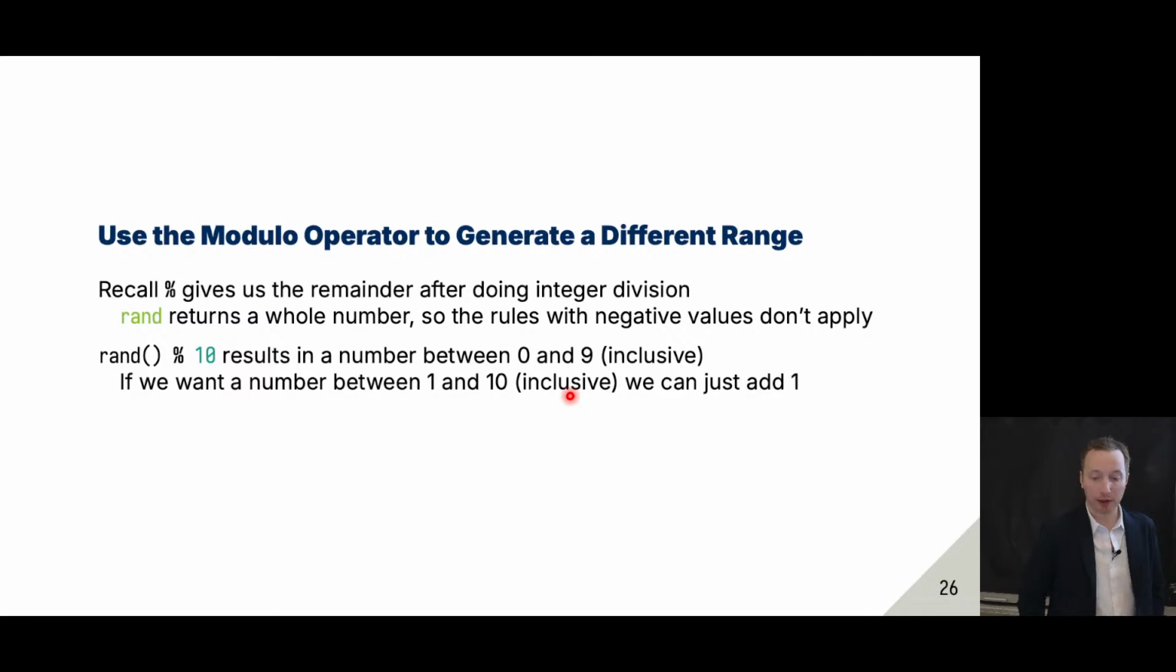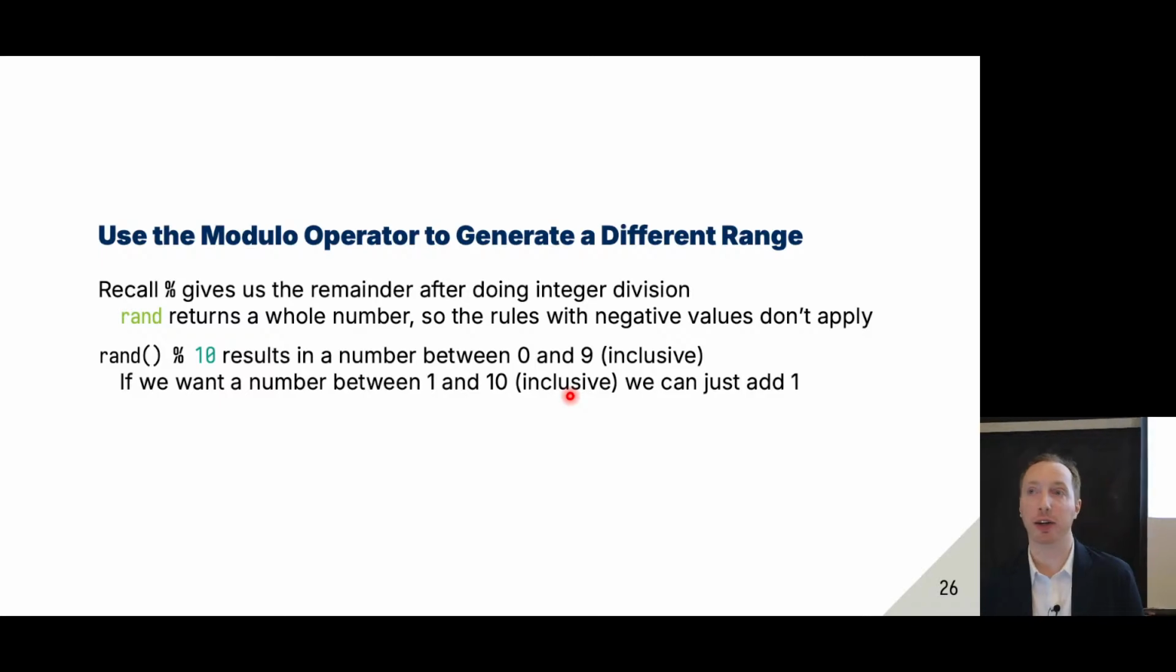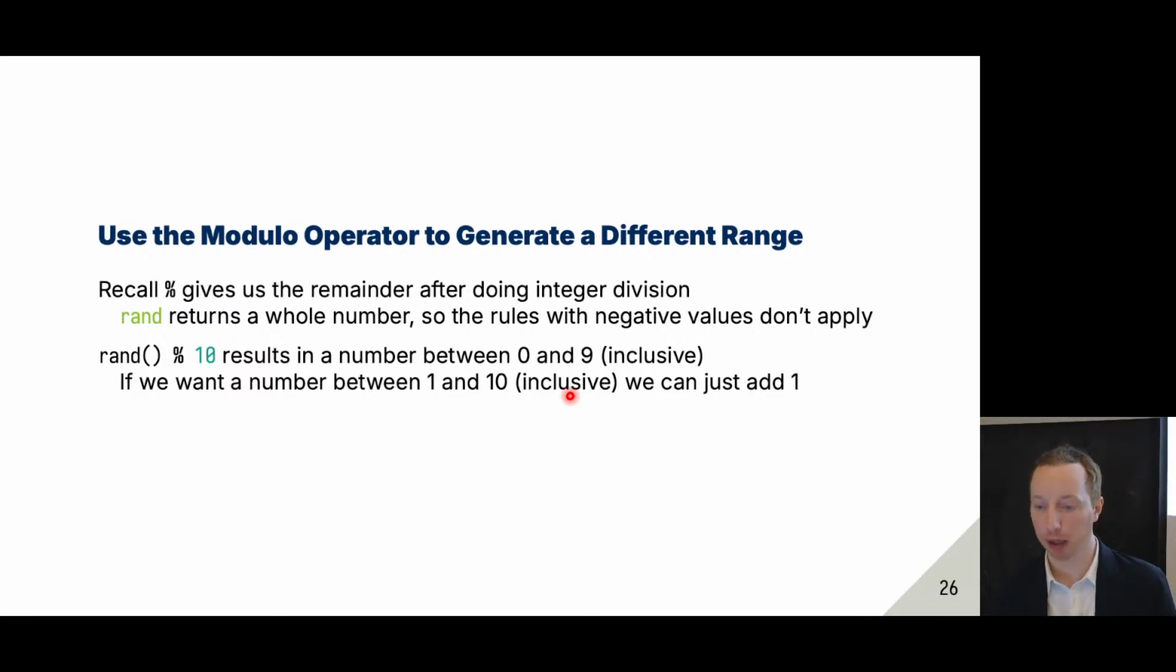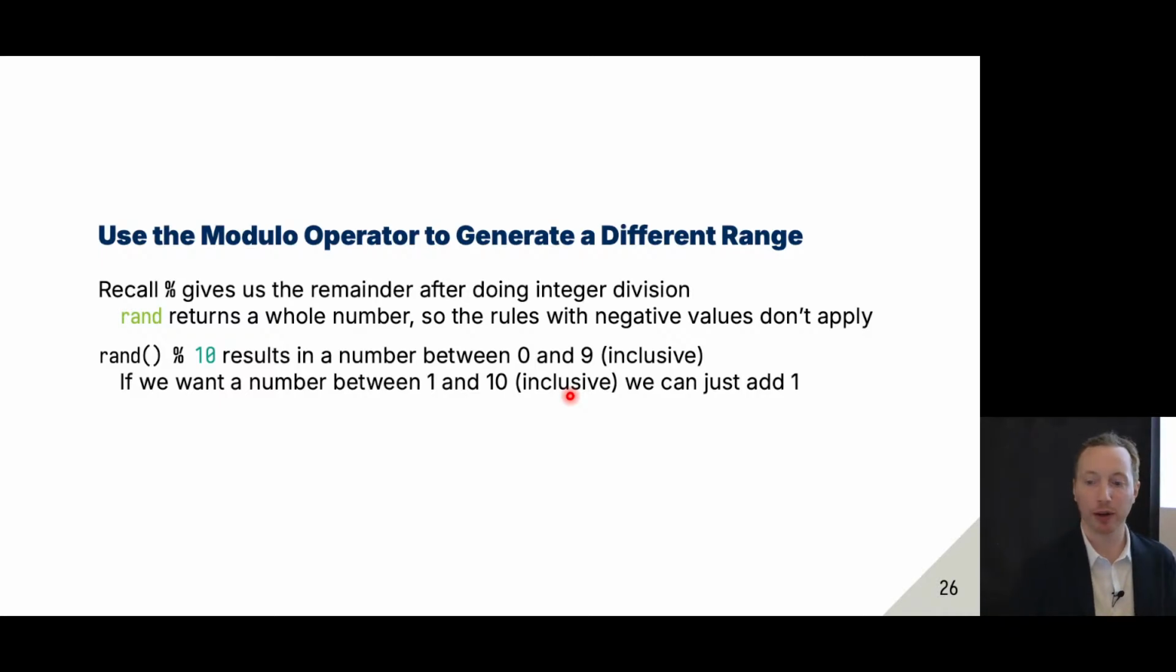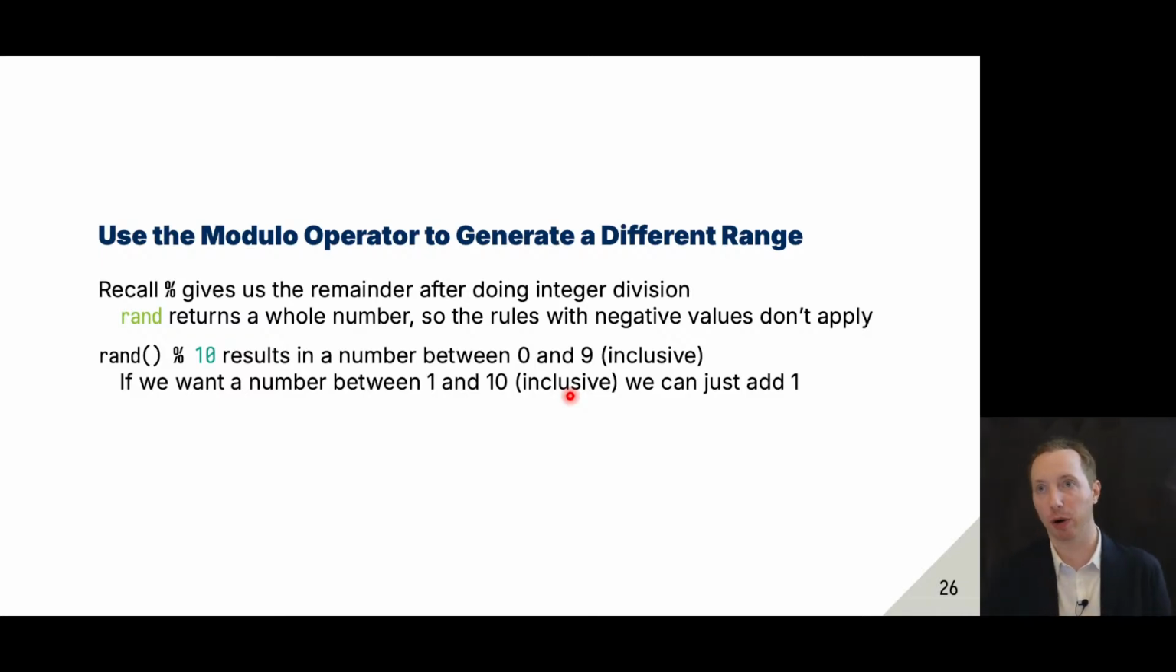So what we can do with rand is remember that modulo operator. So we can actually use that to generate random numbers in any range we want. So remember, it gives us the remainder after doing an integer division, and rand, well, it returns an integer. In fact, it's always positive, so it's a whole number. So remember those weird rules when we had mod with negative values, where the mod would sometimes be negative, sometimes be positive? Well, in this case, since rand only returns positive numbers, we don't have to worry about those rules. The result of the mod will always be 0 or above.